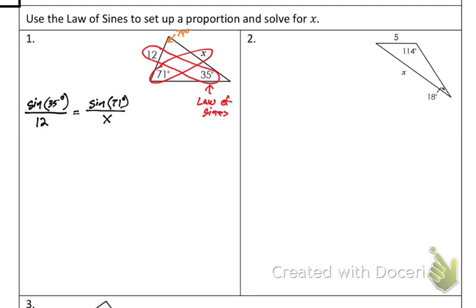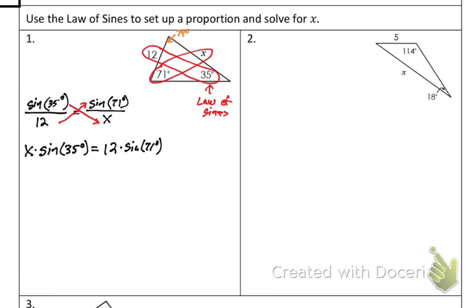But to solve this one, I'm going to use that cross multiplication. As long as you have a fraction on either side, you can multiply across like that, which would then give me x times sine of 35 degrees equals 12 times sine of 71 degrees. I want x by itself. How do I move this sine of 35 to the other side? I want to move the entire quantity. I'm not trying to get rid of it. I'm trying to move it.